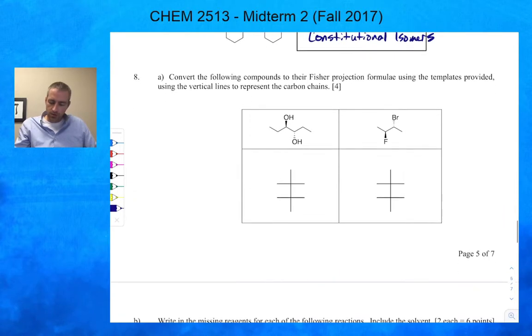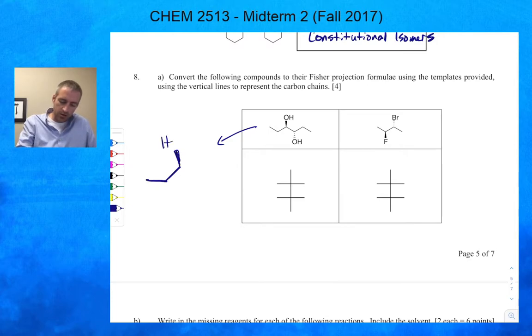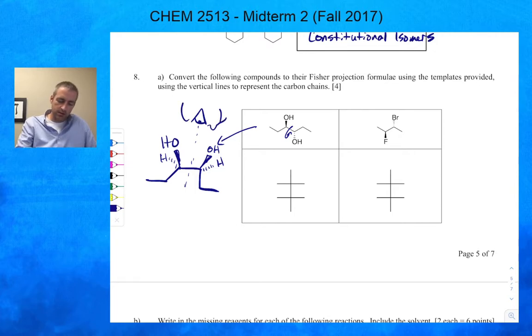Convert the following to Fischer projections. So to make a Fischer projection, what you need is to convert the structure into one where everything is eclipsed. So if we leave the left-hand side alone, and we rotate that bond around, we're going to end up with this structure. And if you place your eye up around here and look at the molecule, hydrogen's in back.